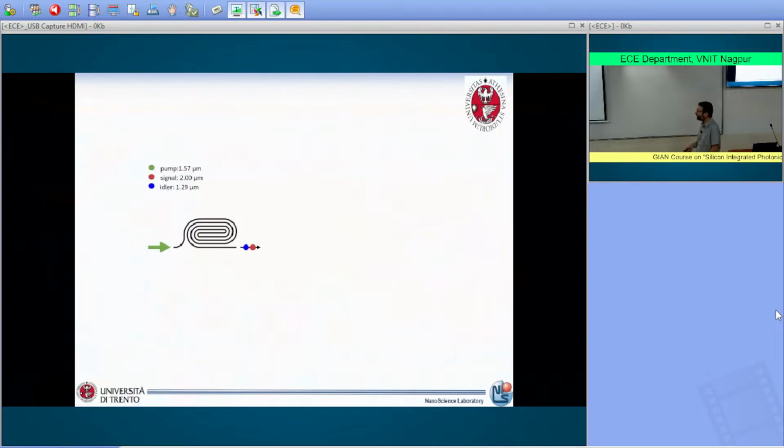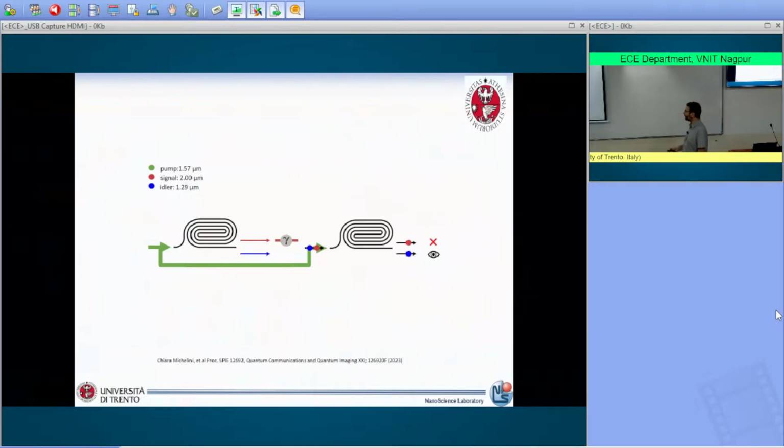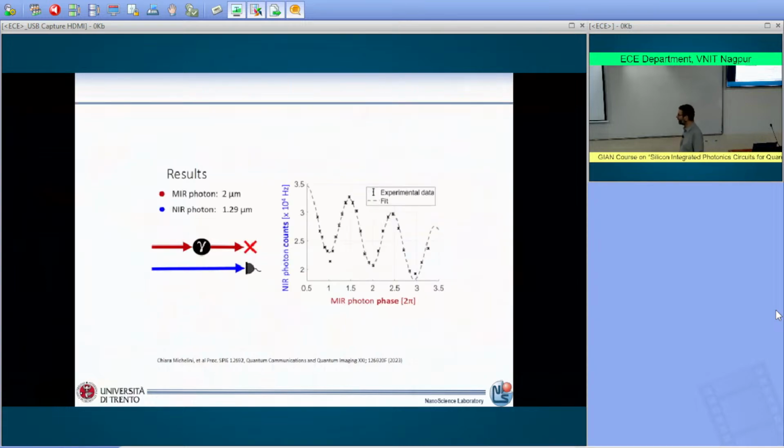Then we do a quantum interference experiment in the chip. So we generate our photon pairs. We separate the photon pairs. Then we introduce a phase shift in one of the two photons of the pair. Then we recombine the two photons. We move the two photons into the second photon source. And then at the end, we measure not the photon that was phase shifted, but the photon that has not interacted with the phase shifter. And so here you see that we have an interference diagram on the near-infrared photon by changing the phase of the mid-infrared photon.